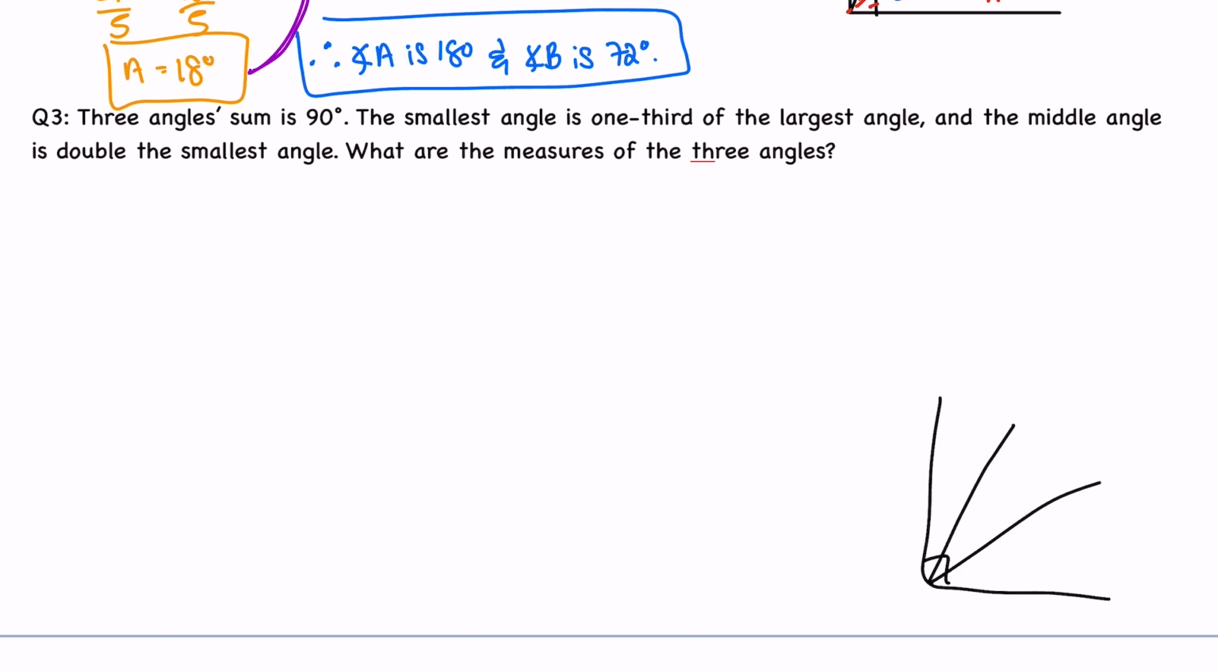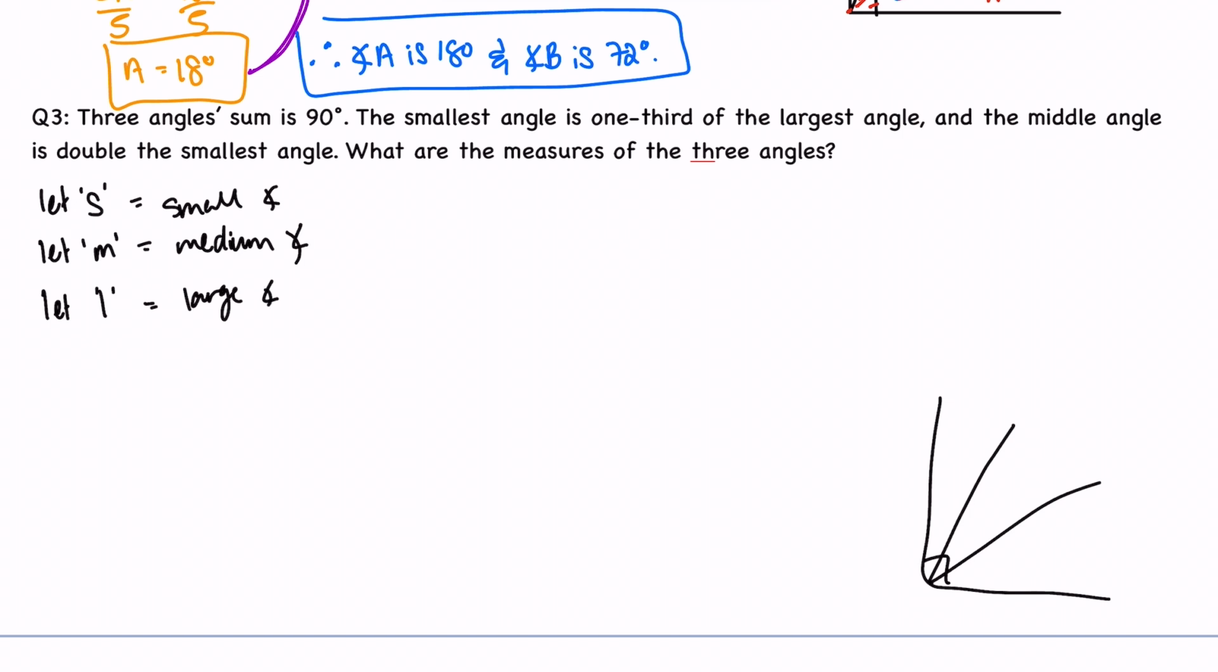So I'm going to write 3 let statements. So I'm going to say let S equal small angle, let M equal medium angle, and that symbol just means angle. It's showing an angle with a line through it to show the angle. And lastly, let L equal large angle.